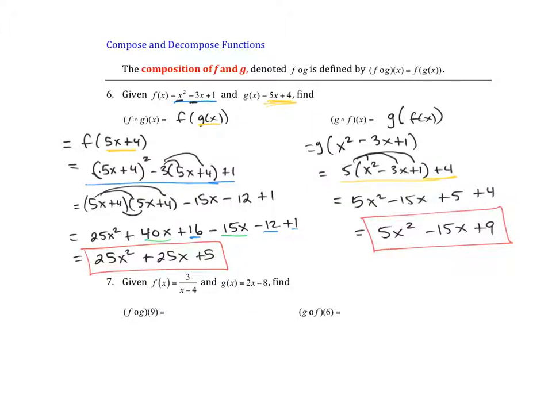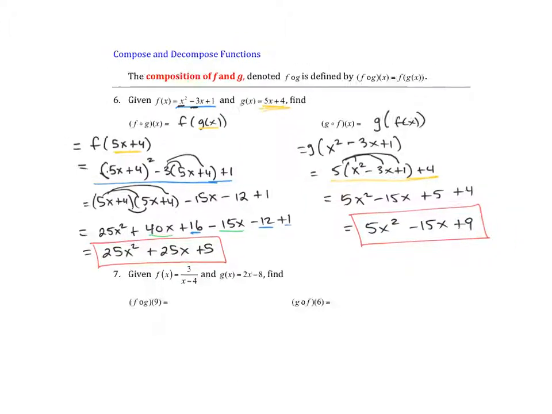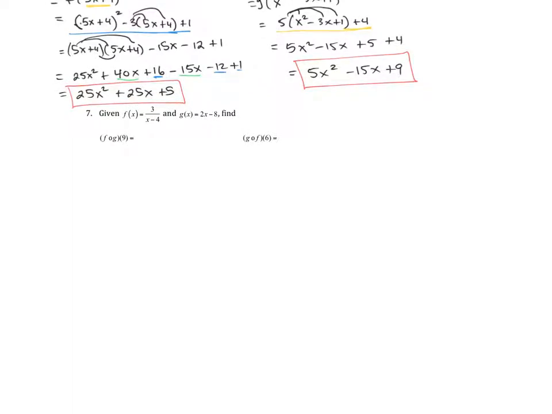Okay, so one function's output becomes the input for your other function. Okay, we're going to try another one. All right, let's try another one. So we have f of g of 9. With the number here, I'm going to actually figure out what is that output. So I'm going to figure that out.